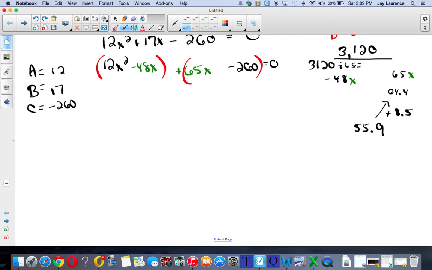So the GCF here looks like it's going to be a 12x. I'm going to factor out a 12x. And that's going to leave me with an x minus a 4. Now I'm betting that the GCF here is going to have to be 65. Why do I know that? Well, because this is a 1x.